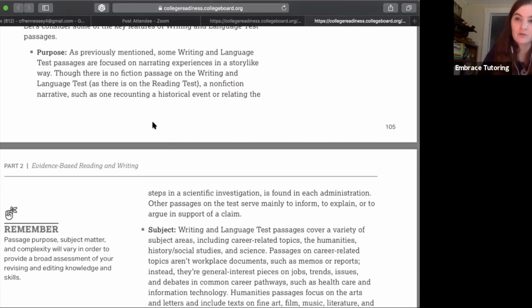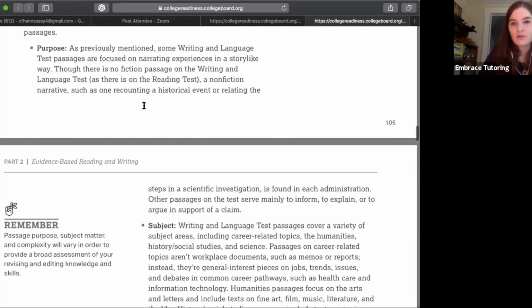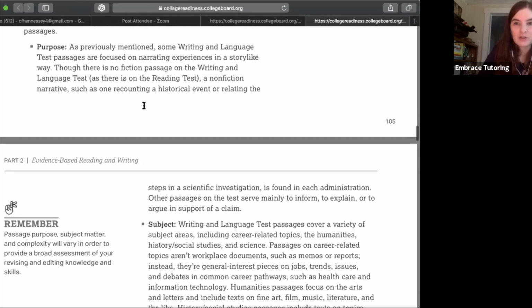Are they writing to inform? Are they writing to persuade? Are they writing to argue? Are they writing to narrate? So some writing passages focus on narrating experiences in a story-like way, but there's no fiction passage on this section as there is on the reading test. So generally speaking, you're dealing with a nonfiction narrative.